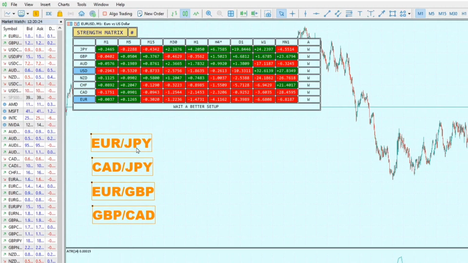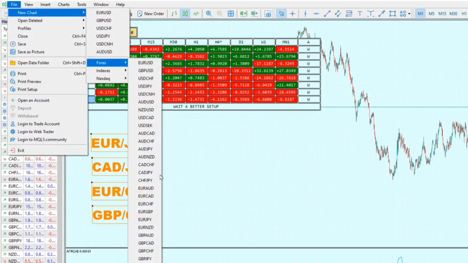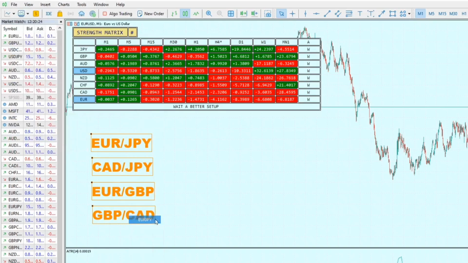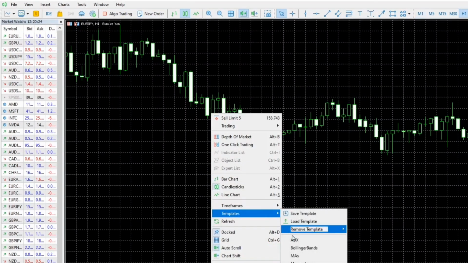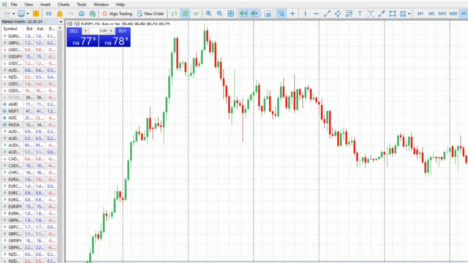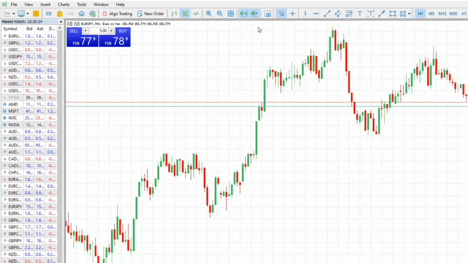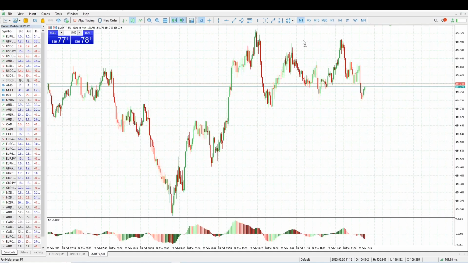So let's go to our chart one by one and open this chart and see if we can find trading opportunities. So we go to File, New Chart, and Euro JPY. And we have to input our template or change the color. Now this is H1, so we are drilling down to M1 to take our trade. Okay, so let's zoom it out to see what is happening on Euro JPY.